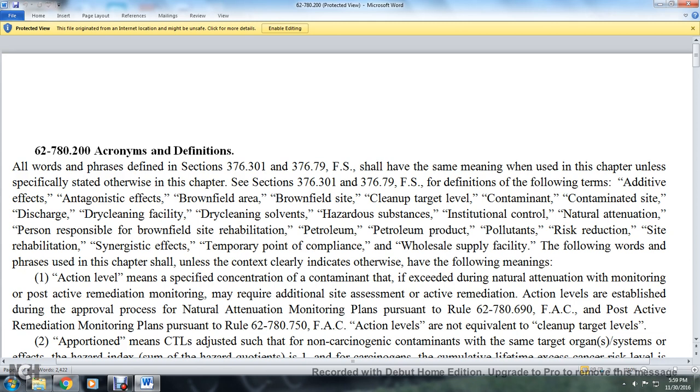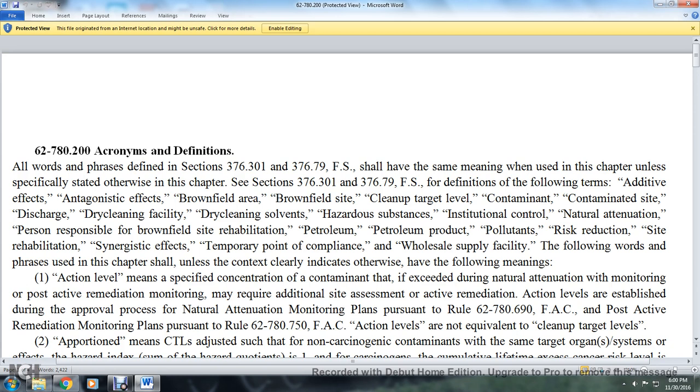The following words or phrases used in the chapter, unless the context clearly indicates otherwise, have the following meanings. Action level means a specified concentration of a contaminant that, if exceeded during natural attenuation monitoring or post-active remediation monitoring, may require additional site assessment or active remediation. Action levels are established during approval of the natural attenuation monitoring plans pursuant to Rule 62-780.690, Florida Administrative Code, or active remediation monitoring pursuant to Rule 62-780.750.